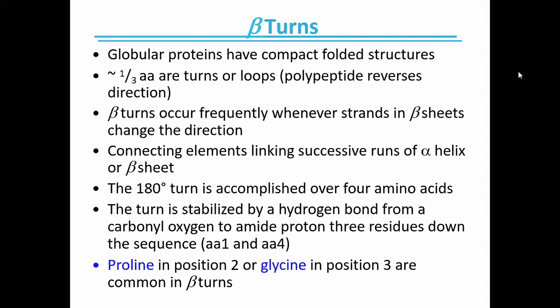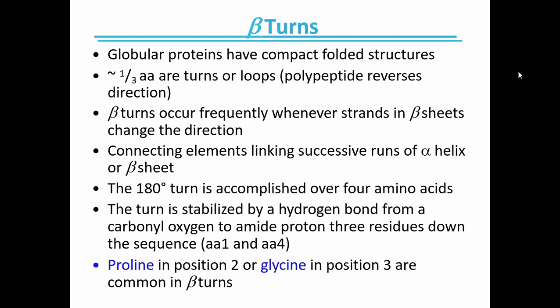So the turn is 180 degrees. It is accomplished over 4 amino acids. The smallest is 3, but 3 is quite rare, so 4 is more common. 4 amino acids: 1, 2, 3, 4. They create a turn, and then they start with another beta sheet or another alpha helix.